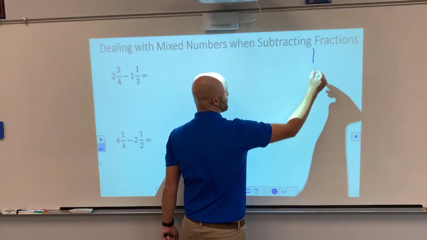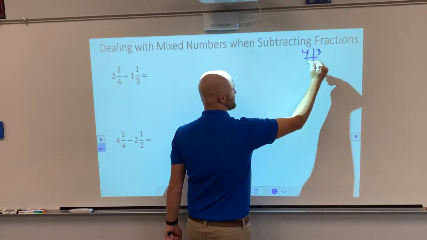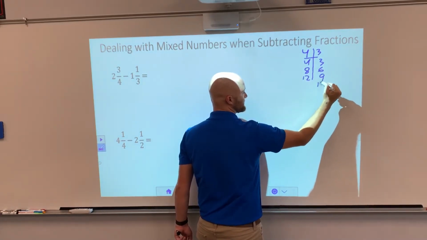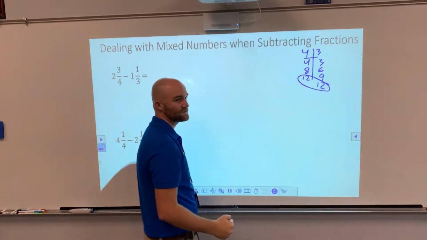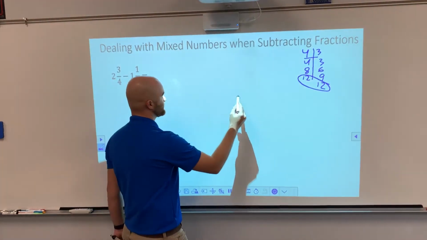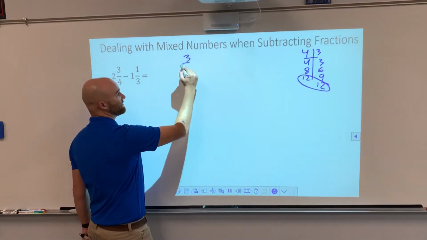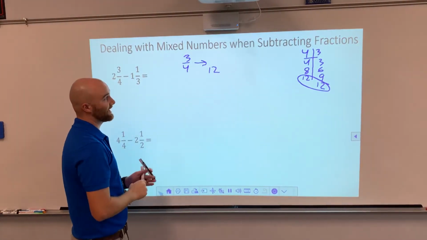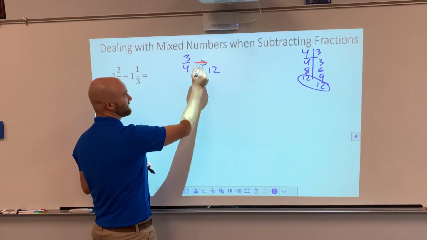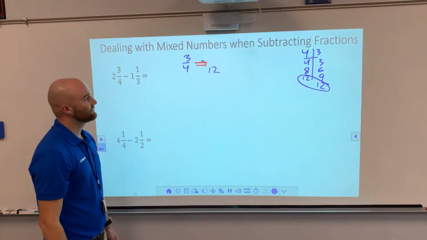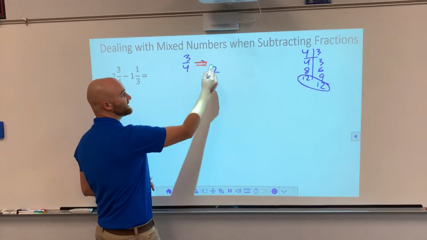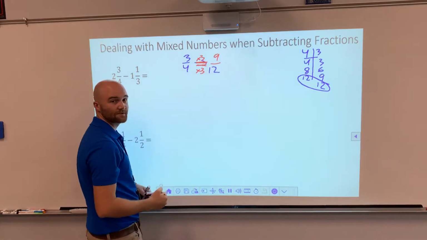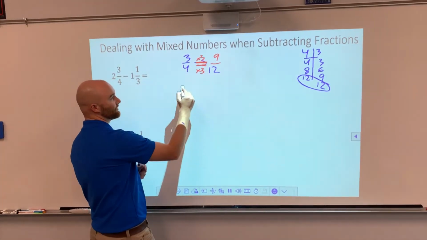So I count by 4s and I count by 3s. 4, 8, 12, 3, 6, 9, 12. I see the same number on both sides, so I'm going to change these both into 12s. What I'm going to do is say 3/4 is the same thing as how many 12s? You might see this written with an arrow, or you might see it written with an equal sign. Either one is okay. 3/4 is how many 12s? Well, I did times 3 in the bottom, so I'll have to do times 3 in the top, which gives me 9 12s.